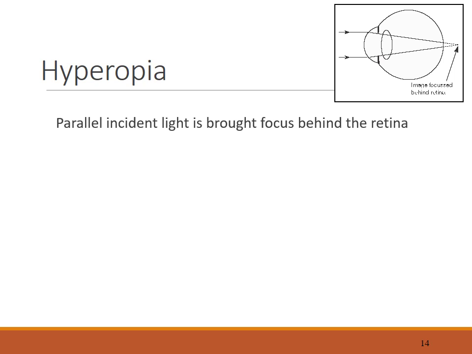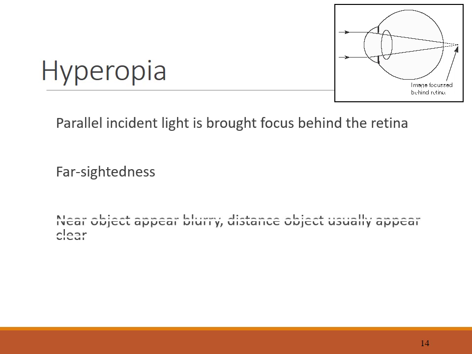If you refer to this diagram, what happens in hyperopia is that parallel incident light is brought to focus behind the retina rather than on the retina itself. Hyperopia can also be called far-sightedness. Near objects appear blurry, while distant objects usually appear clear. Hyperopia can be corrected by a convex lens.